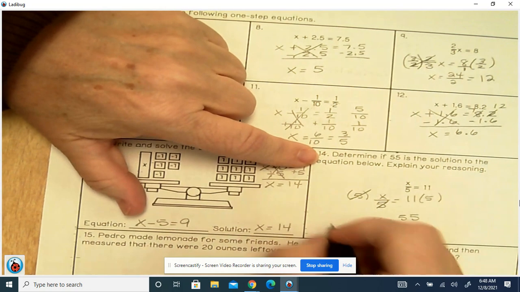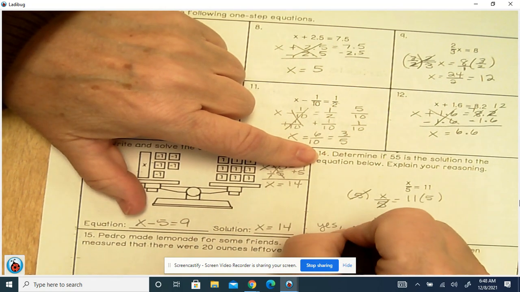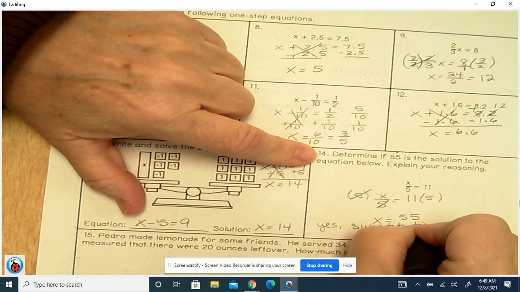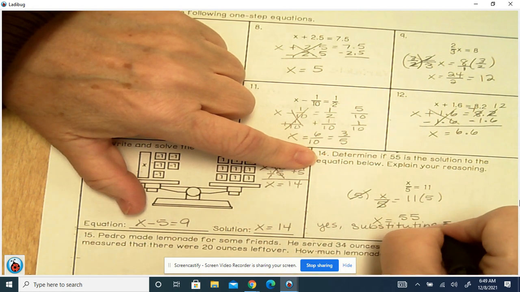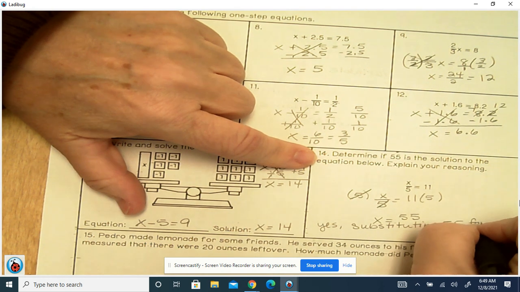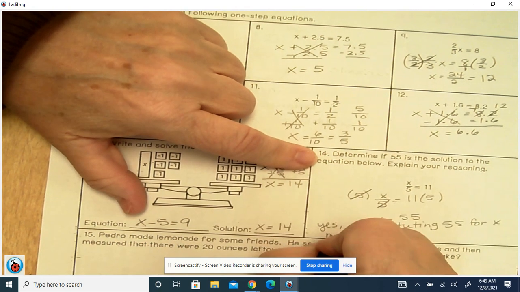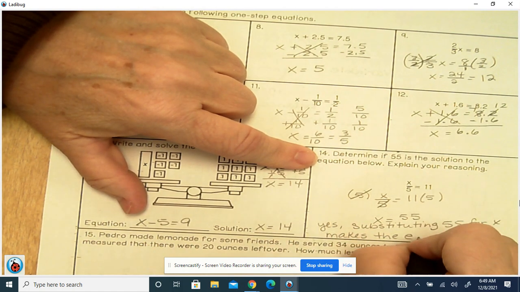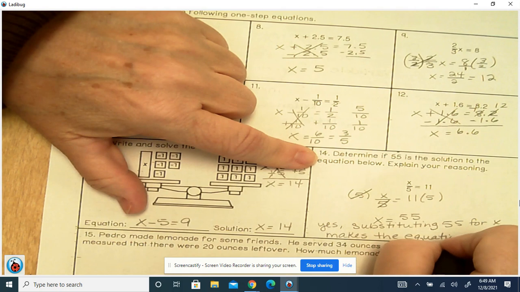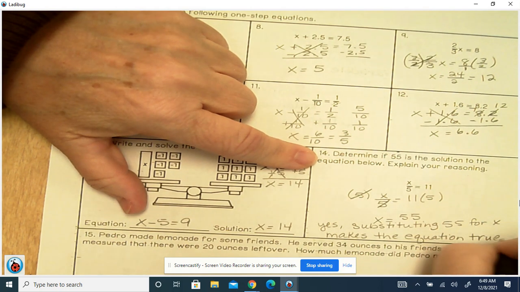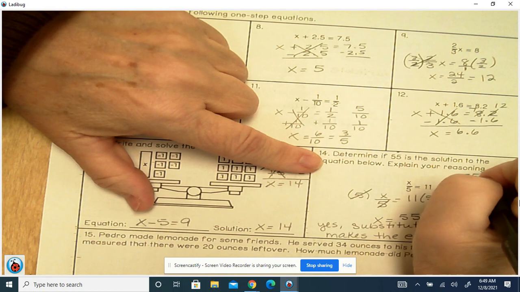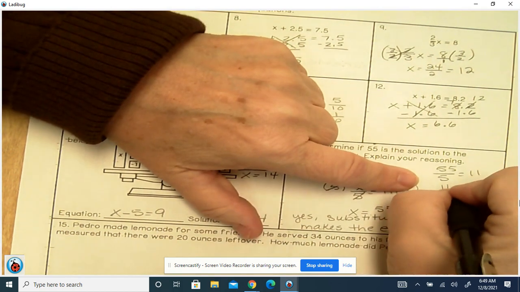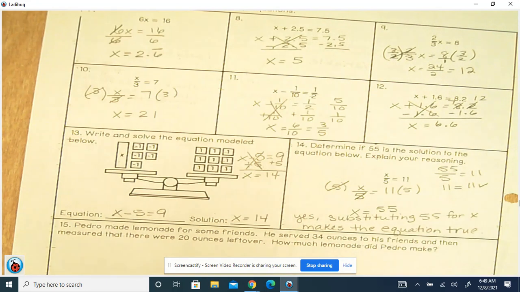So that is true. And you can figure that out by substituting 55 for x. It makes the equation true. So if I put 55 divided by 5 equals 11, 55 divided by 5 is 11. 11 equals 11. So you know you're correct.